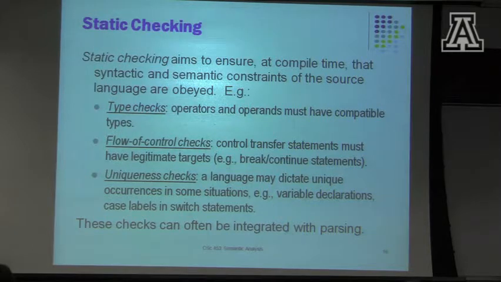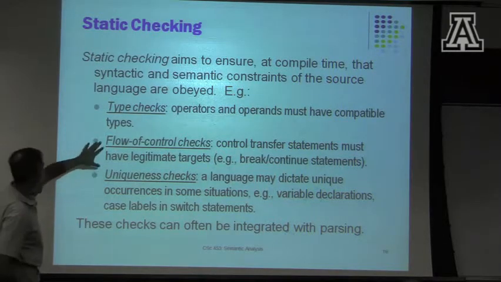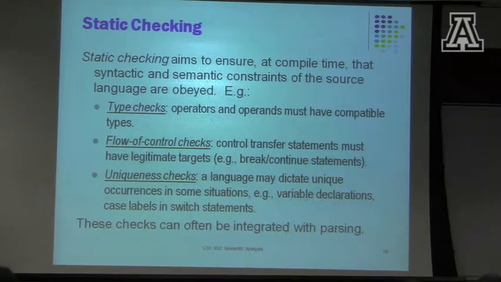Okay. Flow of control checks. You don't have this in C++, but in C, for example, a statement like break or continue can only occur in certain specific contexts, right? If I have a goto, then that label has to appear somewhere, and there are constraints on where that label can appear. So checks like that, and uniqueness checks, you have this in C++. A variable can be declared at most once in any given scope, right? So that's a uniqueness requirement. Case labels in switch statements must be unique.